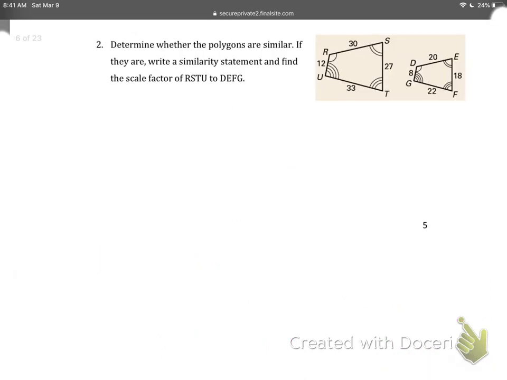Okay, here we are, extra practice number 2. So this says determine whether the polygons are similar. If they are, write a similarity statement and find the scale factor. Look at the angles. I am seeing that R equals D, S equals E, T equals F, and U equals G.